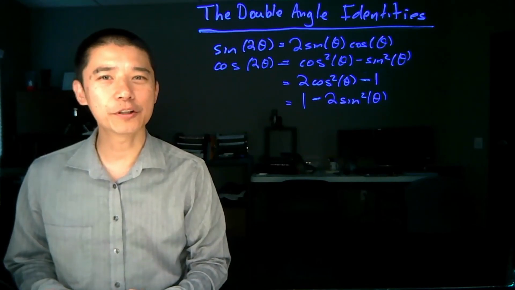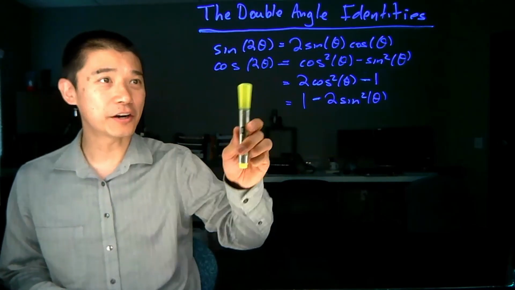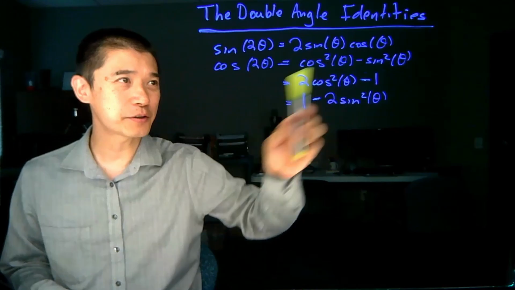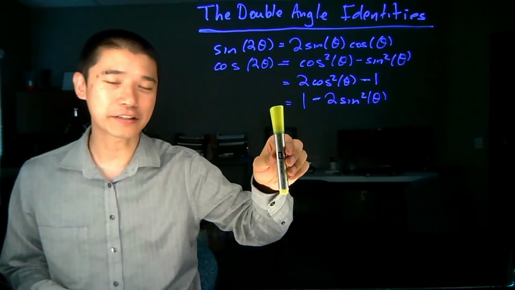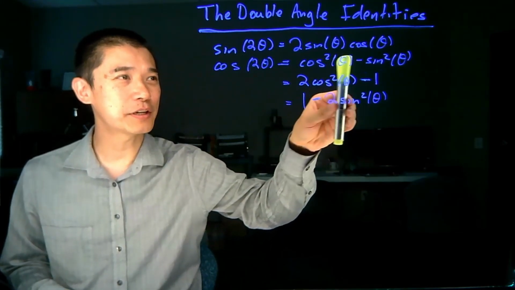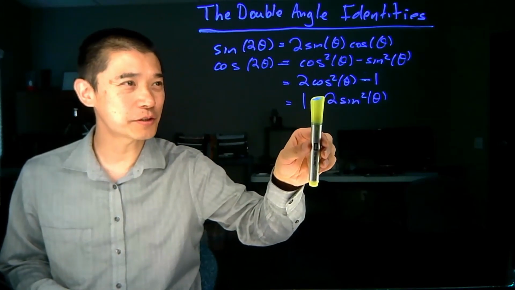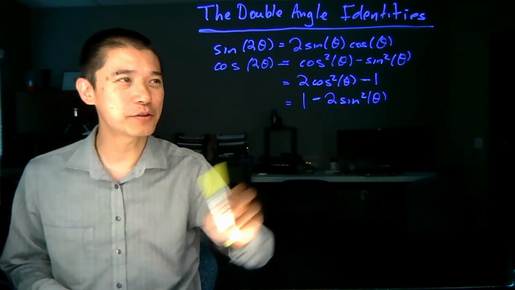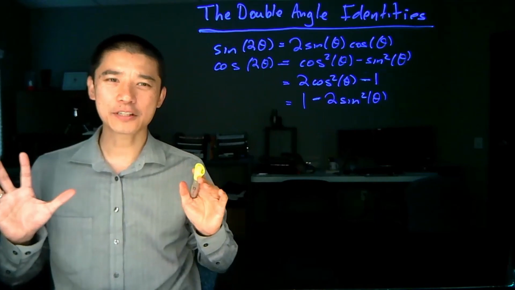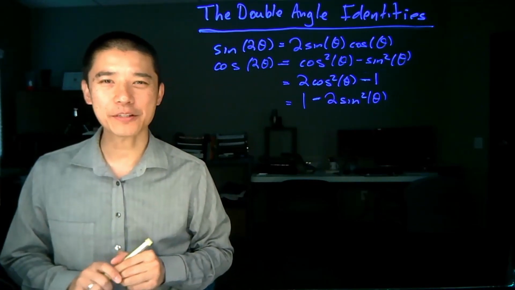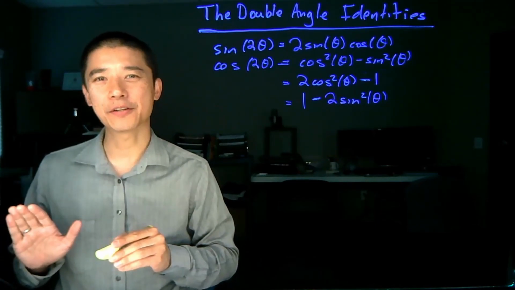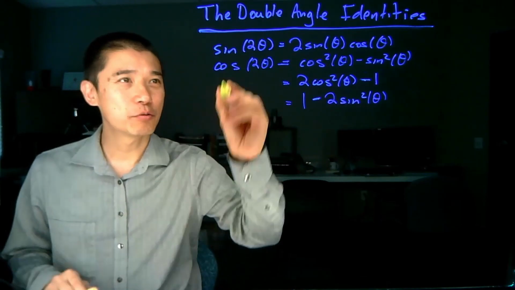In this section, we're going to look at the double angle identities. Here they are. Sine of 2 theta is 2 sine theta cosine theta, and cosine of 2 theta actually has 3 forms: cosine squared theta minus sine squared theta, 2 cosine squared theta minus 1, and 1 minus 2 sine squared theta. Now, initially, this feels like a whole bunch of new equations to memorize, but in fact, this is old information repackaged in a new way. What do I mean by that?